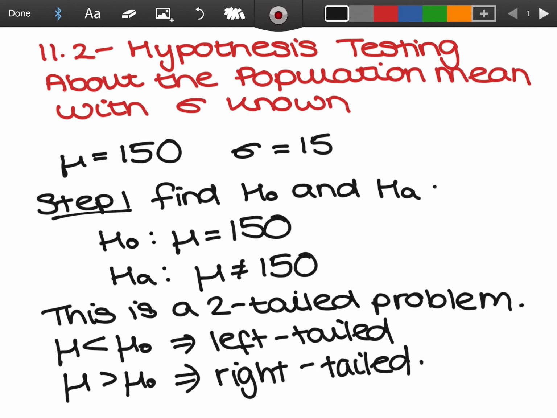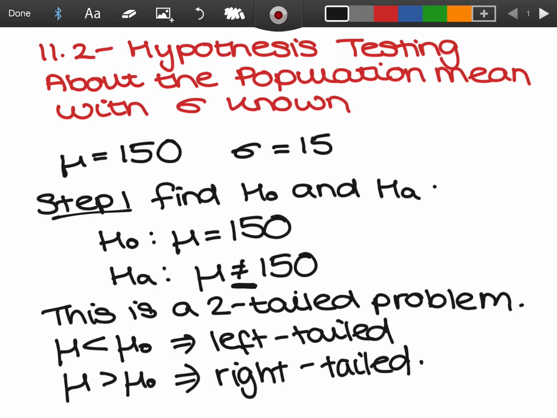So you're either going to have a two-sided alternative hypothesis, which means you have a two-tailed problem. If you have a one-sided alternative hypothesis, it can be either left-tailed or right-tailed, depending on whether you would have a greater than or less than in that alternative hypothesis. Okay.